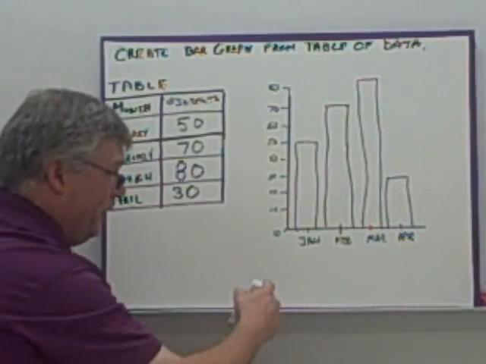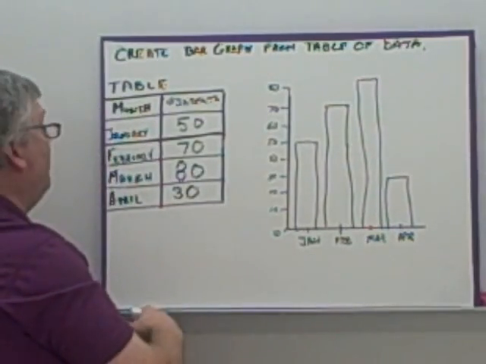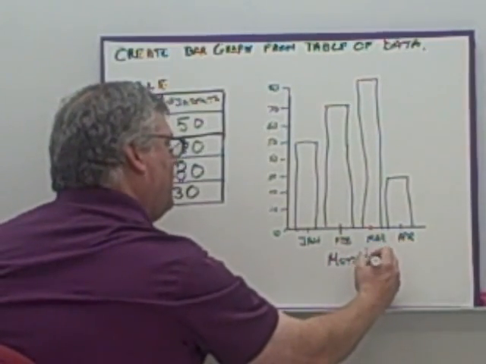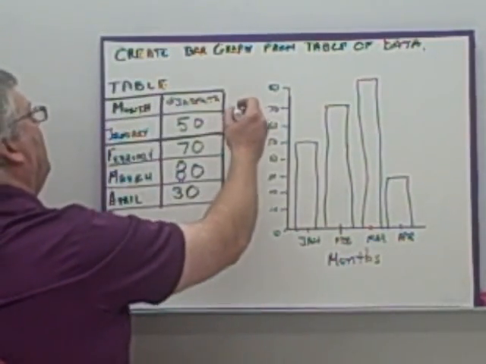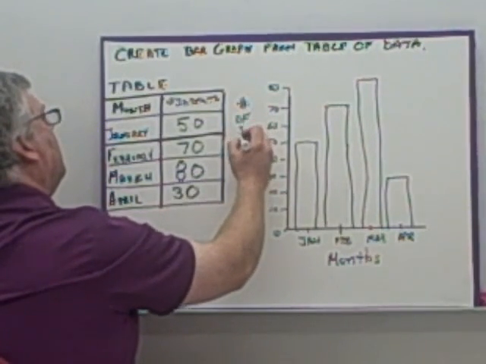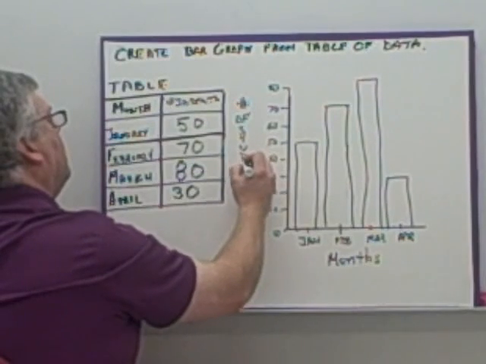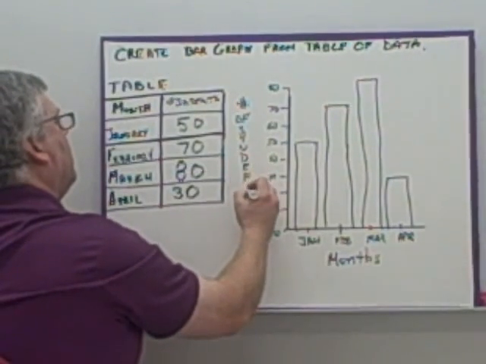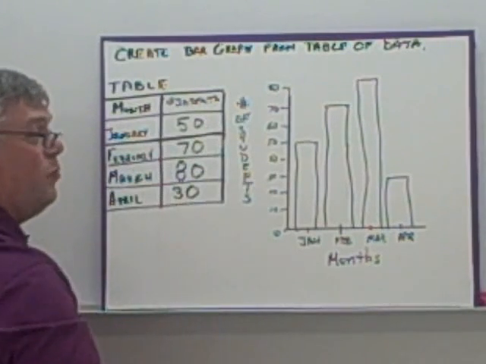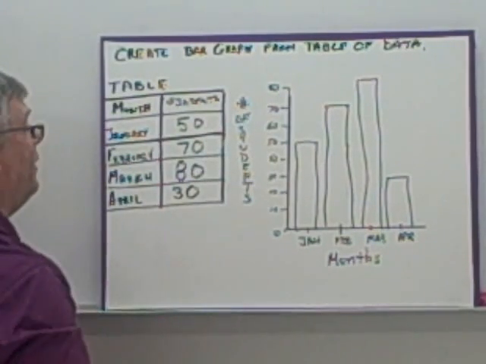I've forgotten a few things. These are months, so I should put months here. That's a label for the x-axis. The y-axis, number of students. Now I could write it down like that, or I could write it across. It just takes up a little more space, but I try to do that width-wise there.